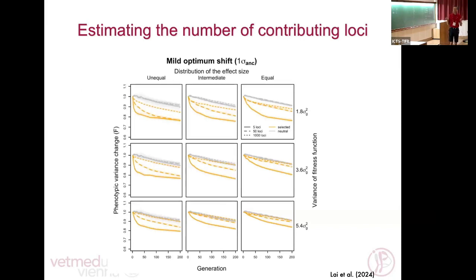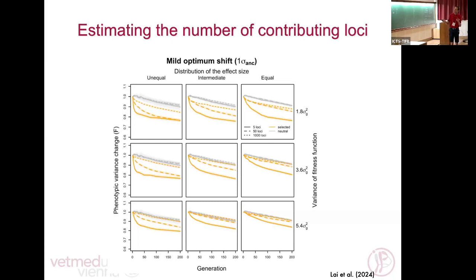Of course, the problem is what are our assumptions? There are many things we need to think about. What is the variance in the fitness function? What is the distribution of the effect sizes? How many generations do we run it? And also, how much shift in trait optimum do you have? Do you have a strong shift? Do you have a weak shift, etc.? So you can have different things, and of course, it depends on this.